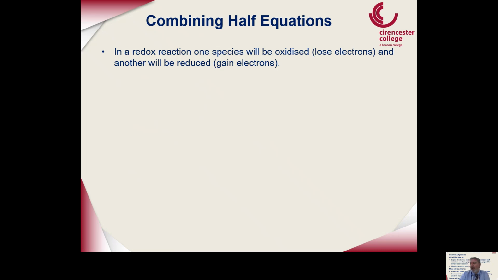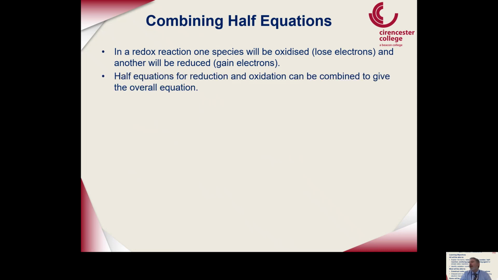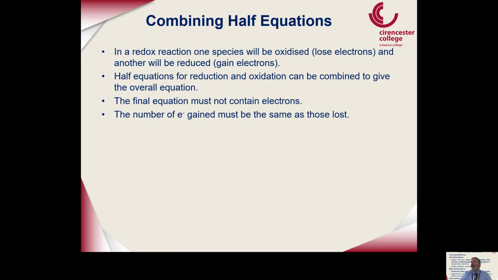So what we now can do, and obviously in the hydrogen fuel cell, we would combine the half equations to produce a system where one thing is oxidized and one thing is reduced. So we can combine them, and the final equation will not contain electrons, so it must balance. So you need to probably multiply one of the equations by a whole number to get your electrons to balance, or even a half number, a fractional number.